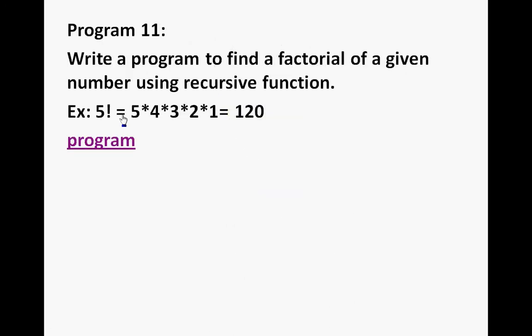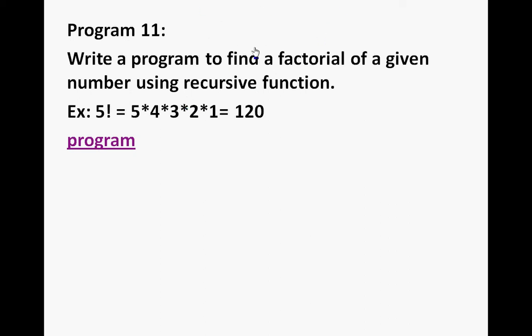Program number 11 of your course is: write a program to find a factorial of a given number using recursion. First, let us understand what we mean by recursion. Remember, recursion is a function's ability to call itself. In other words, the ability of a function to call itself is called recursion. The best example for recursion is finding the factorial of a number, and that is what we are going to do here.